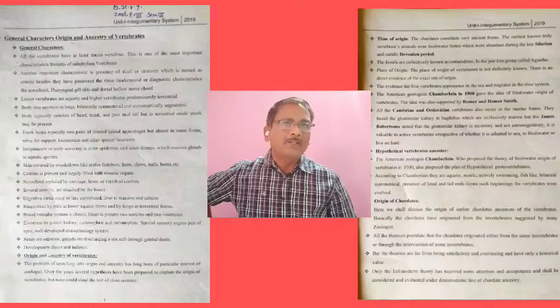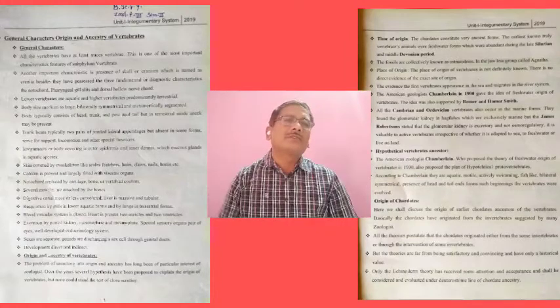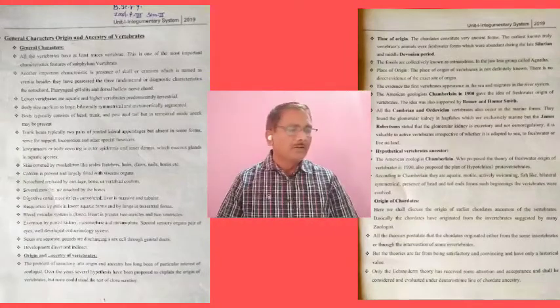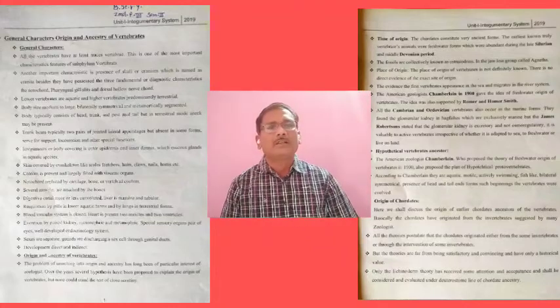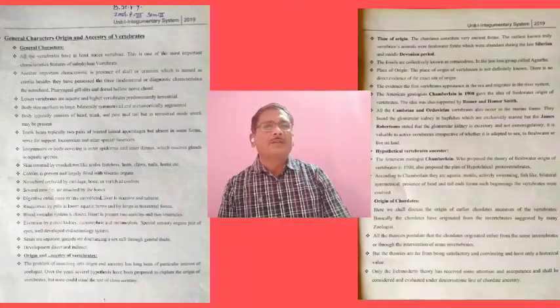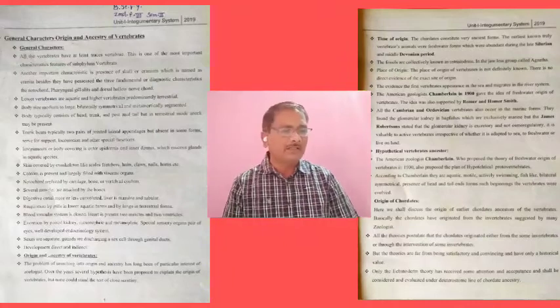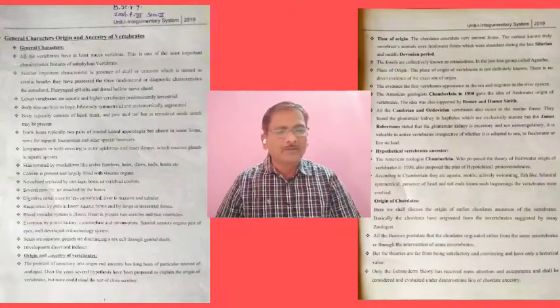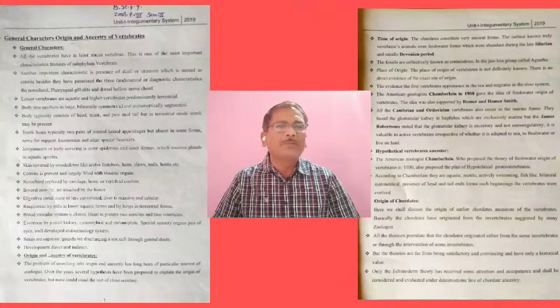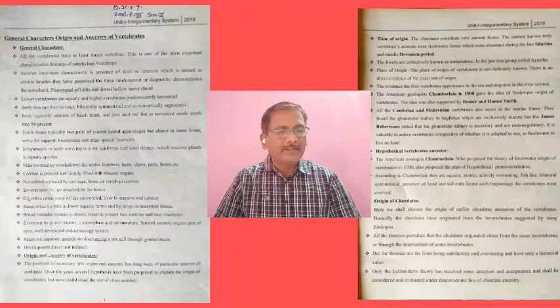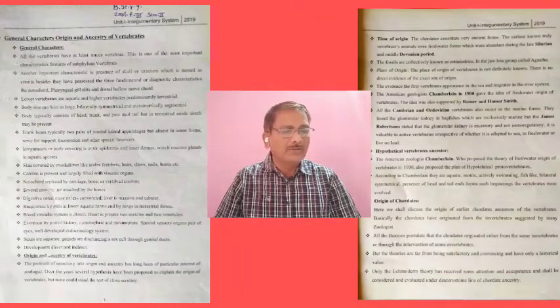Some animals develop jaws, upper jaw and lower jaw, while some animals are found with the absence of jaws, which are known as agnathan animals. The place of origin is not definitely known. There is no direct evidence of the origins.